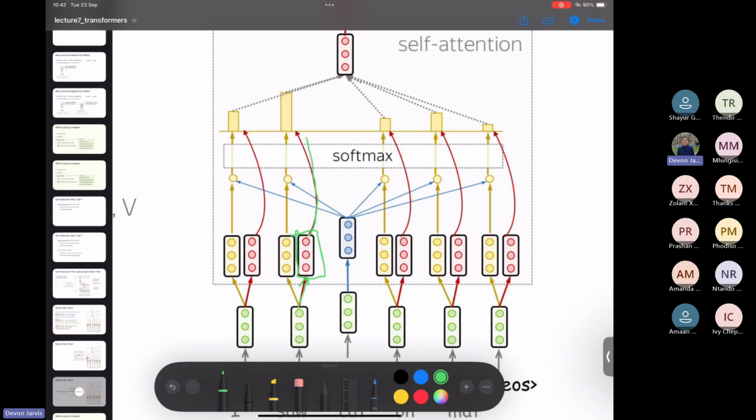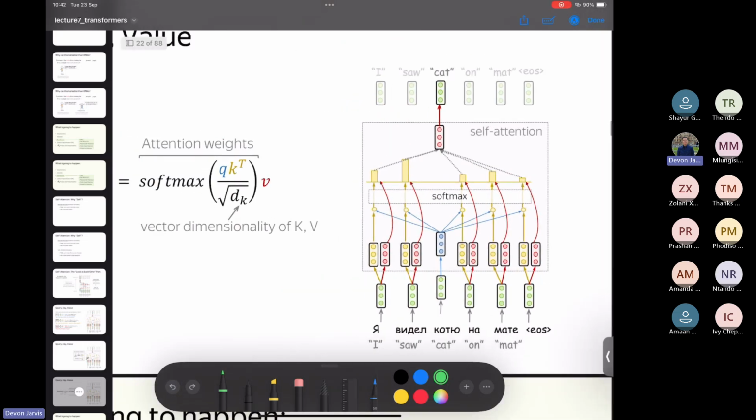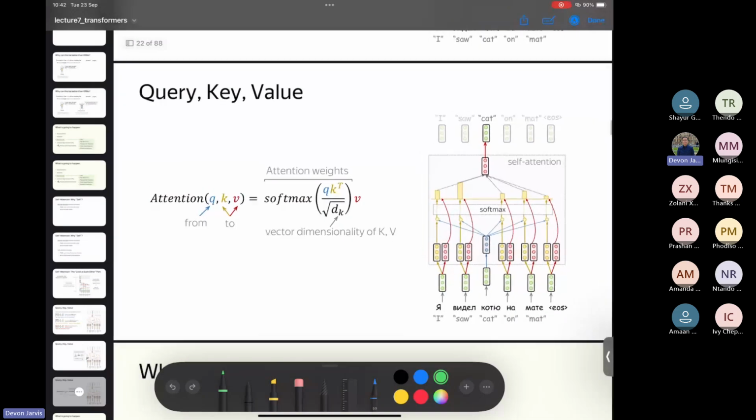Then you propagate that forward, you multiply it by its weighting, and then it gets a weighted sum from there. And so your updated embedding is now the weighted sum of the value vectors from all the other token embeddings. And that is how self-attention works in a neural net. Any final questions before I move on?